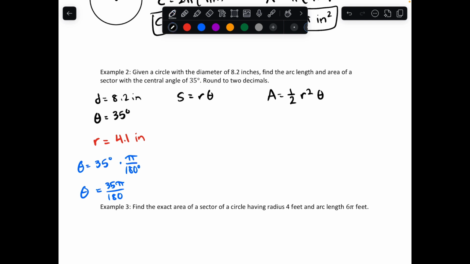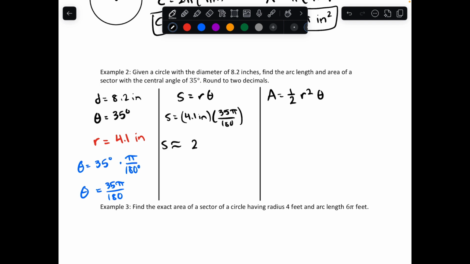Now that we have these two things, we can go ahead and start plugging them into our formulas. So let's go ahead and figure out our arc length. So S is equal to r theta. So S equals 4.1 inches times 35 pi divided by 180. And if we plug that into our calculator, we are going to get that S is approximately 2.50 inches. And so that is our answer.